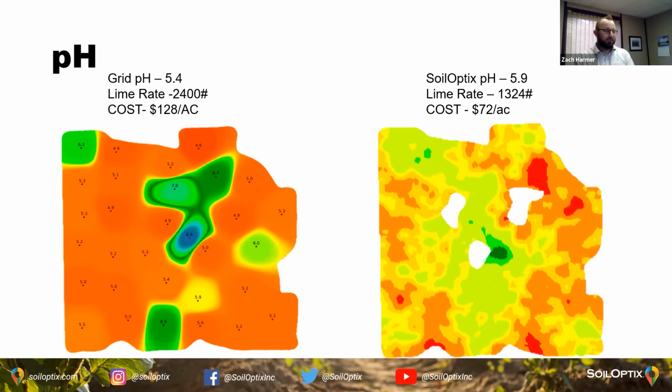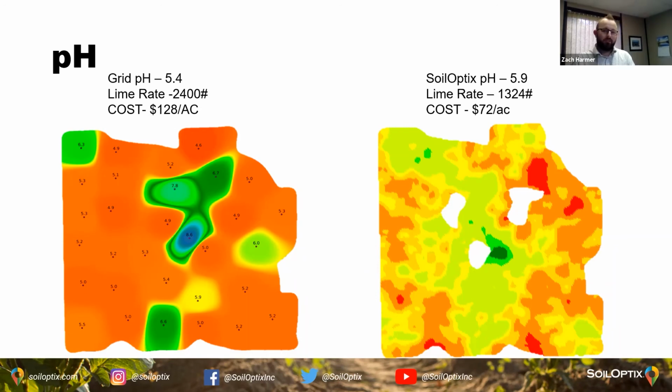So when we look at maybe just a simple grid, a very large grid, about 5 acres roughly on this field, and when we look at maybe the grid pH on average, about a 5.4, so the lime rate roughly is about 2,400 pounds. On average, it costs about $128 an acre, right?